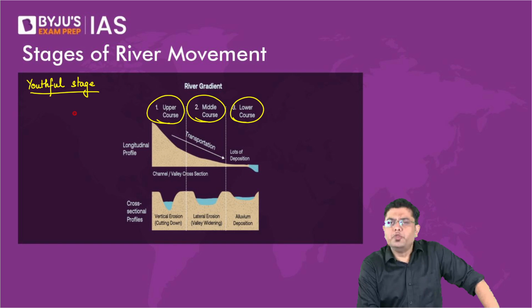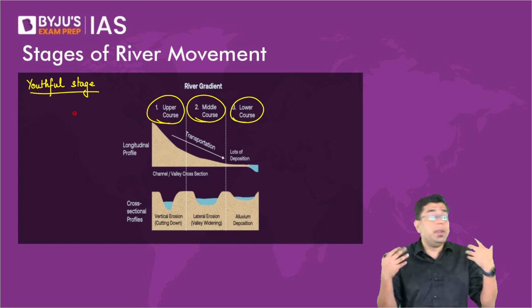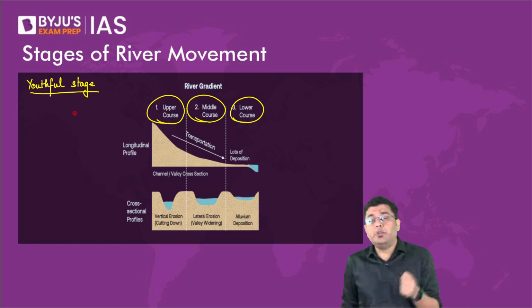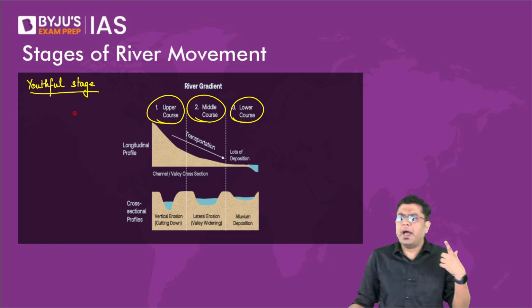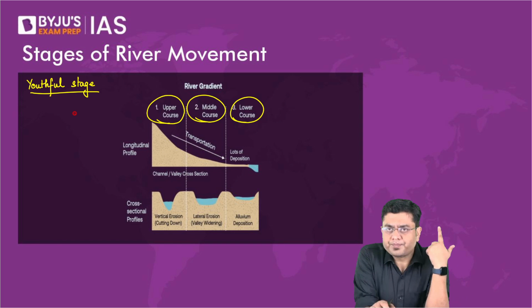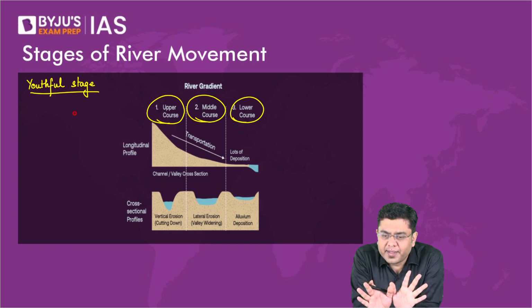Now, in the case of the youthful stage, that is the upper course of the river, that is where the river is originating from a greater height. The river is originating maybe from the top of the mountain or the slopes of the mountain. Now, as that river comes down the slope of the mountain, if ever you have witnessed the flow of the river, especially in the mountainous area, what do you think is the speed of the river? Will it be high? Will it be low? As simple as it gets. What do you think when the river hurtles down the slope?